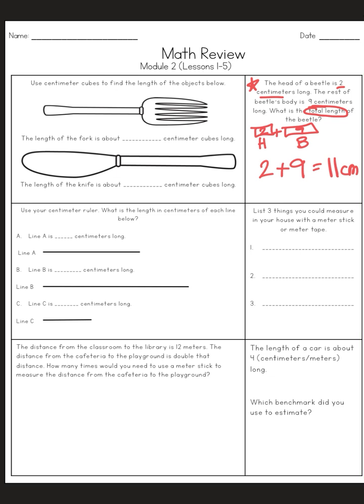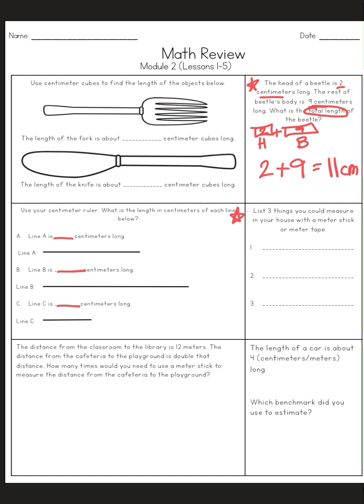Now we're going to look at this box right here. There are 3 lines, line A, line B, and line C. I need you to get out your centimeter ruler and measure those 3 lines, then write how long they are in these spaces. Pause this video, measure those lines, and then come back to the video.